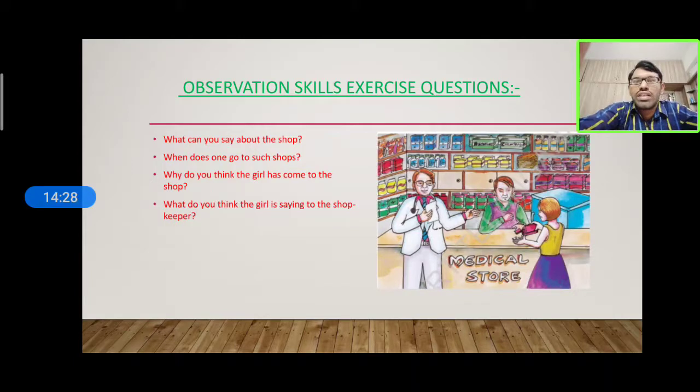Next question: what do you think the girl is saying to the shopkeeper? Can you guess? The shopkeeper is the person who is inside the shop, with a green dress and a pink color coat, in the middle. The person on the left side of the screen is a doctor. On the right side is a little girl. So what is that little girl saying to the shopkeeper?